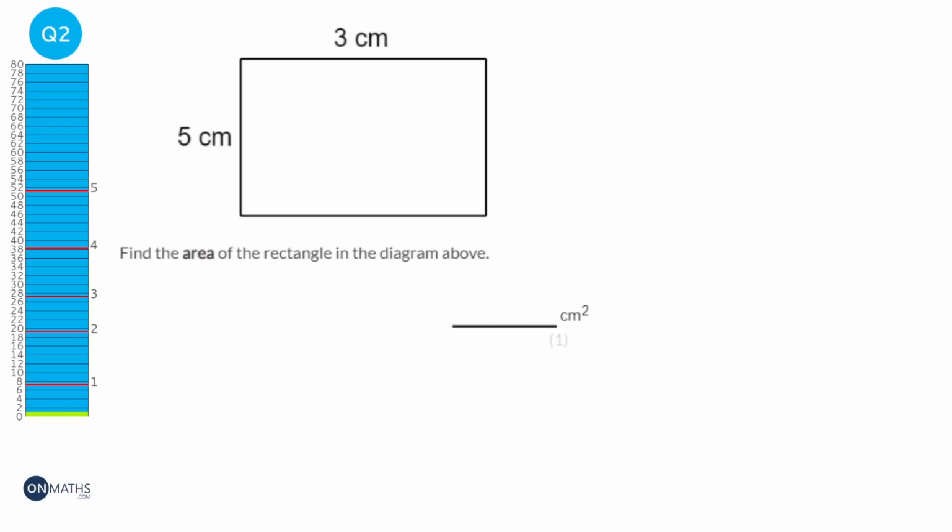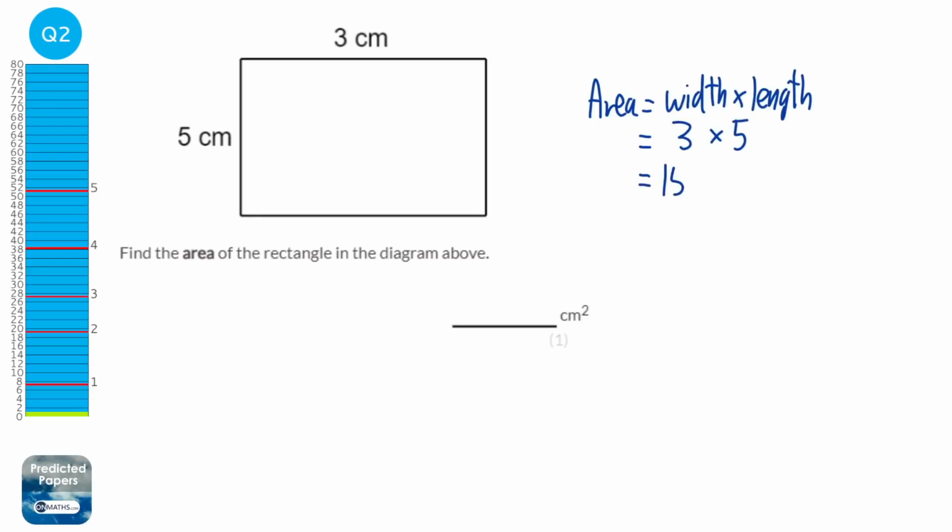The formula for the area of a rectangle is the width times the length. The width is 3 and the length is 5, therefore the area will be 15. The units of the width and the length are both centimetres, therefore the units will be centimetres squared.